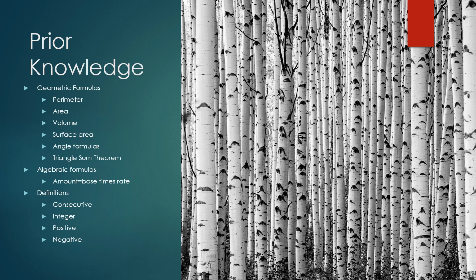You'll also need to know some definitions. What does it mean to be consecutive? What does it mean to be an integer? What does it mean to be positive? And what does it mean to be negative? This is not an extensive list. There are many different things that you might need to know for prior knowledge in order to solve these applications. What we're going to do is we're going to look at a few problems and determine what prior knowledge we need to help us solve the application. And in class, we'll go over how to solve them specifically.